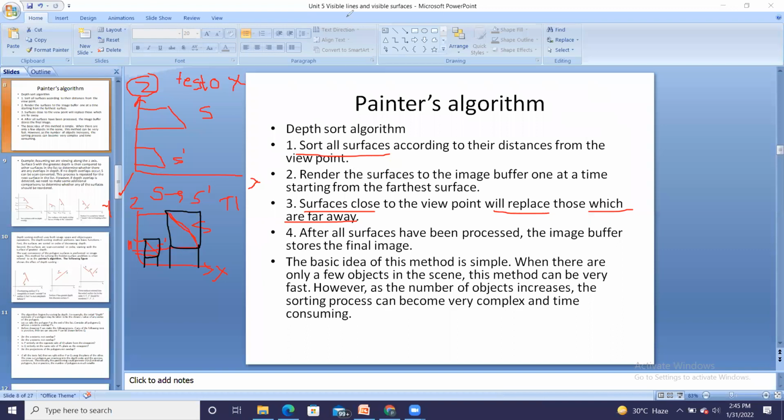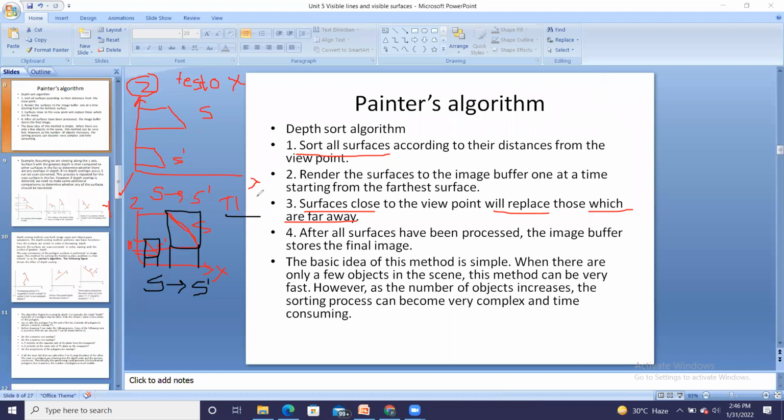Right. So here S and S dash are not overlapping along the x-axis, and that's why there is no need to change the order. We can keep the same order, like S is rendered first, that is, S is processed first, and then S dash is processed. So to check this order, we are going to take this test number 1. Okay, so that is about test number 1 that we have already studied.